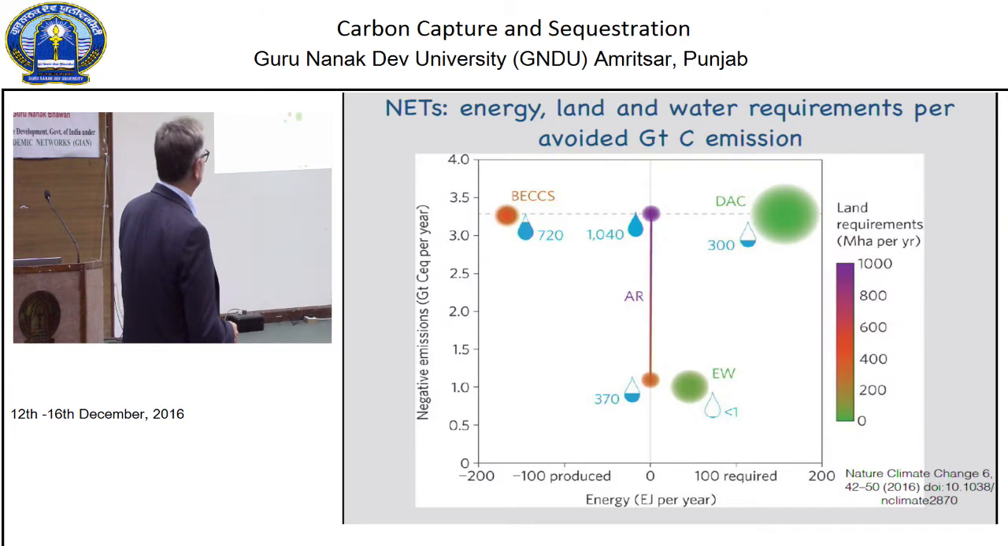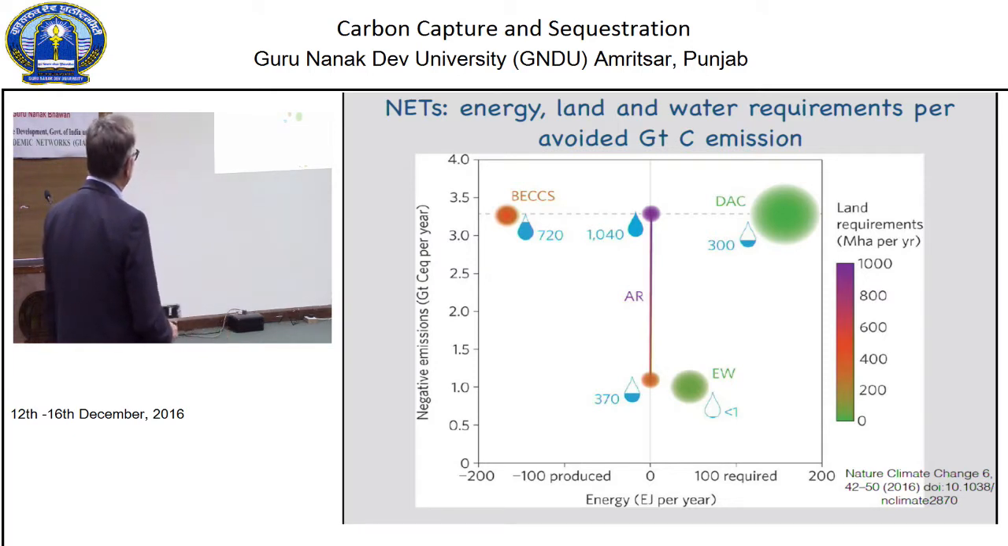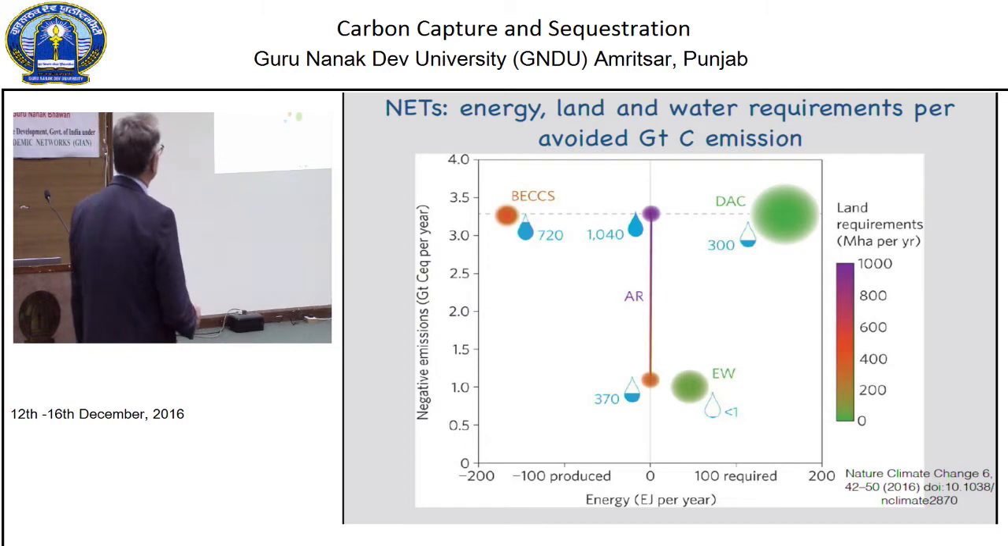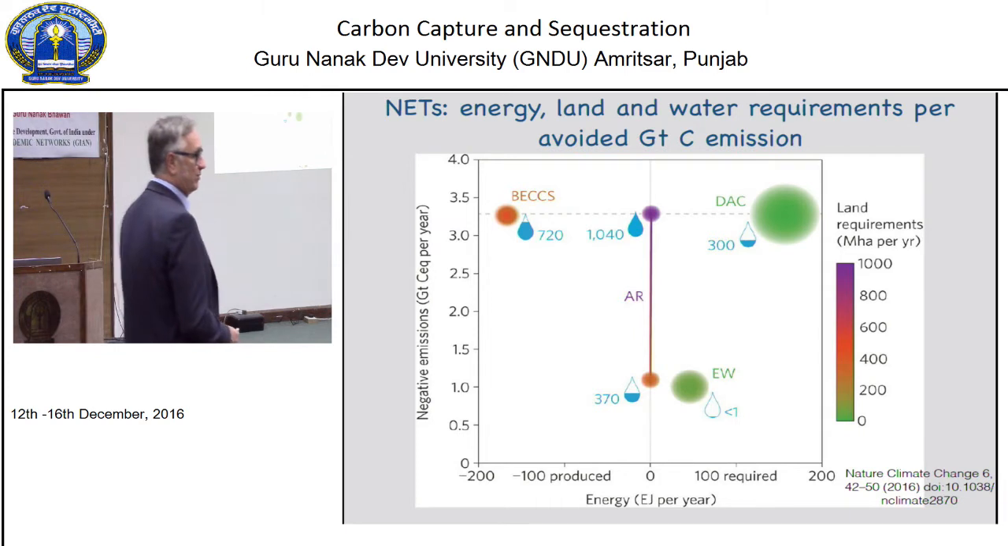Here's another picture. I like this cartoon a lot because it lays on a simple diagram the costs and benefits of these various techniques. So on this axis here, you have the negative emissions, that is sequestering carbon out of the atmosphere. Here's the energy per year that's required to accomplish it versus the energy per year that's produced. It's a very nice paper in Nature Climate Change. It's worth looking at. And this particular color scale represents the land requirements. And then the size of these droplets represents the water requirements.